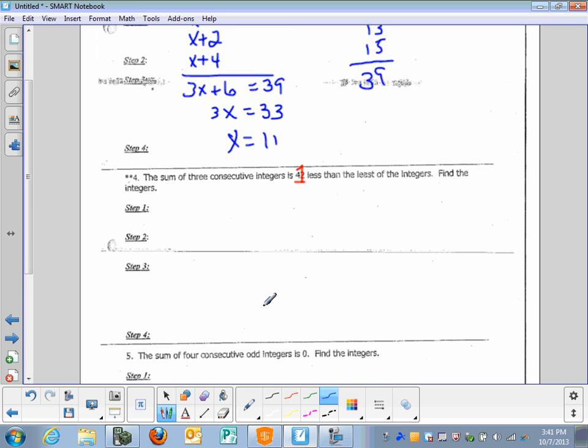Okay, number 4, we're going to change the number 42 to 41. The sum of three consecutive integers is 41 less than the least of the integers. The least of the integers is the smallest value, so that's x. It's 41 less than that.